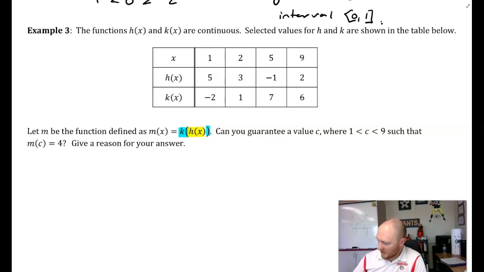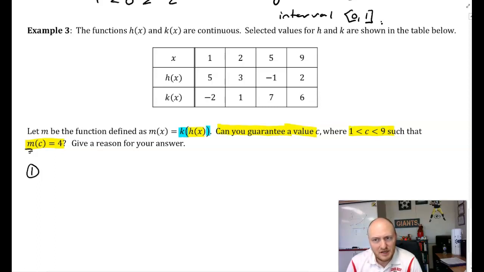Okay, so this is IVT, again, based upon the wording here. Can you guarantee a value c? And then usually the interval gives it away, and then this m of c equals 4. So really, for quick identification, I need to identify continuity. Number 1, is m, the function I need to use, continuous? Well, you may have not learned this, but if I have a composition of functions that are both continuous, such as h and k, then the composition is also continuous, okay?